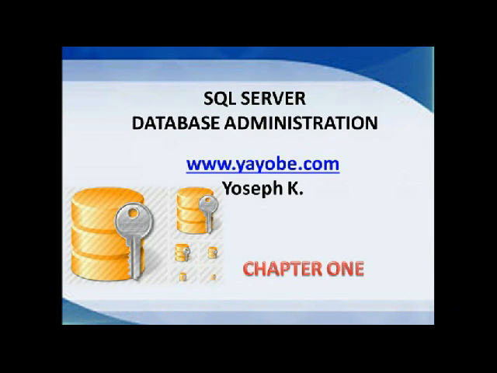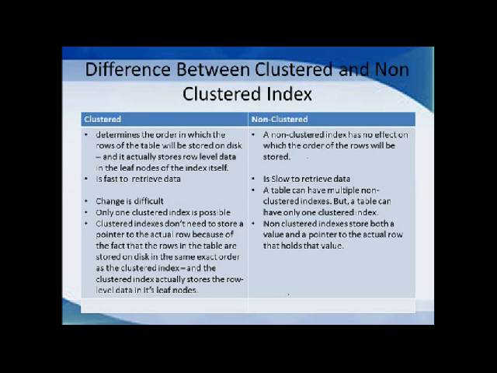This is SQL Server Database Administration Chapter 1. Now we'll see the difference between cluster and non-cluster index. Cluster index determines the order in which rows of a table will be stored on a disk. That means when we have a cluster index, the order of a table row is determined by the cluster index that we have. For example, if we are using taxi ID as a cluster index, the order of taxi ID determines the order of the record.